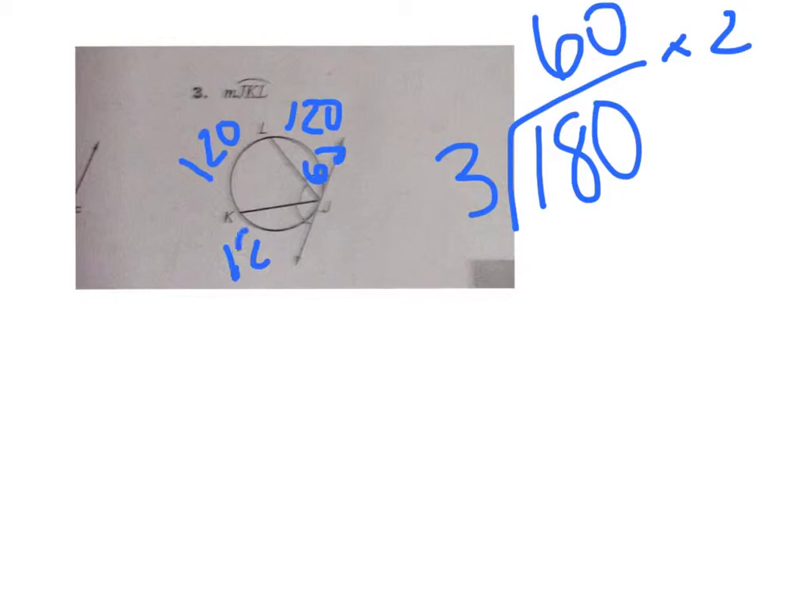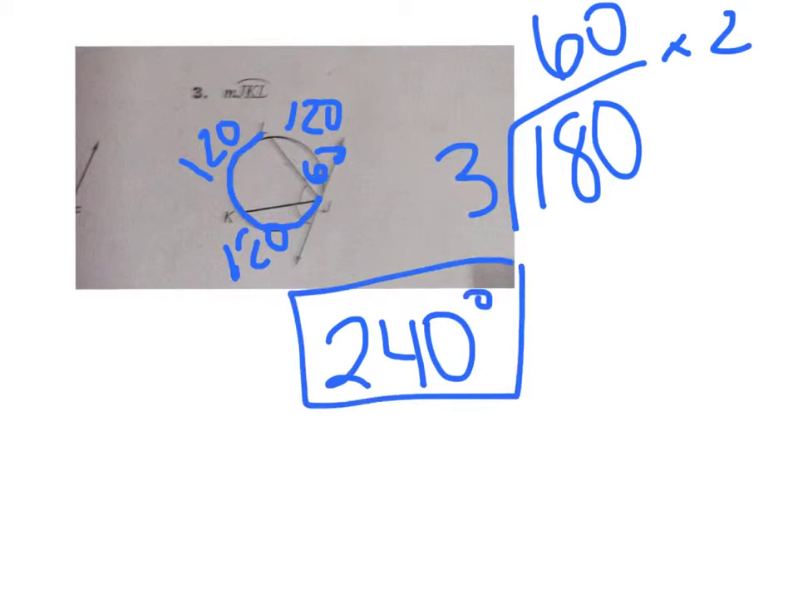Now if you read the question carefully, we want arc JKL. So if you follow the letters in that order, here's J. We're going to go around to K all the way to L. So it's 2 sections. So arc JKL equals 240 degrees. That's our answer.